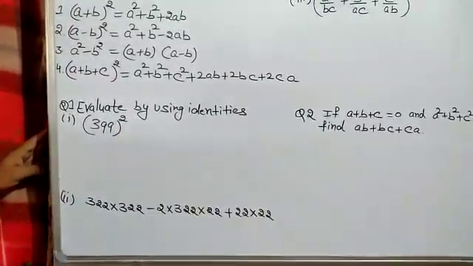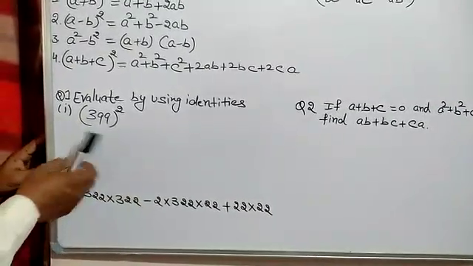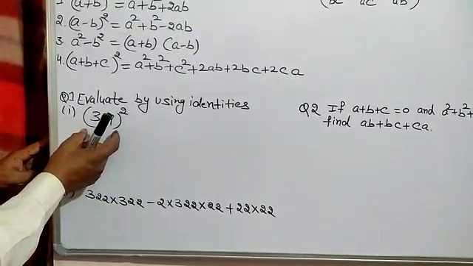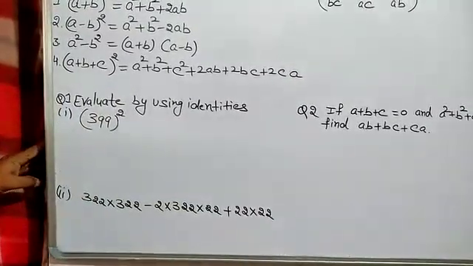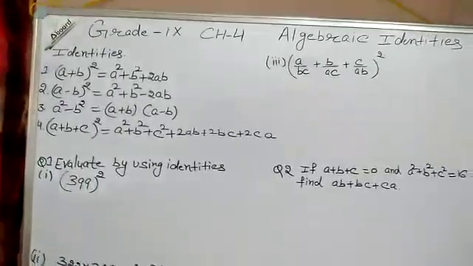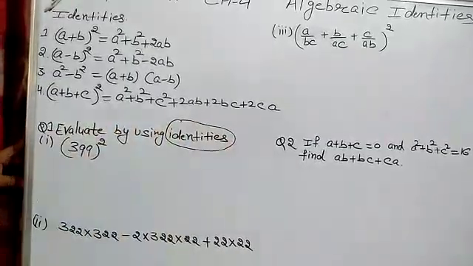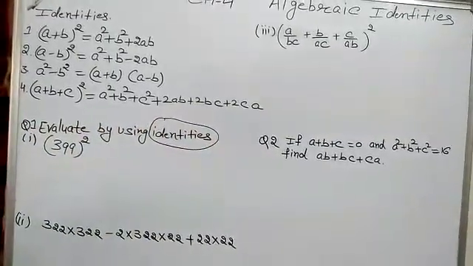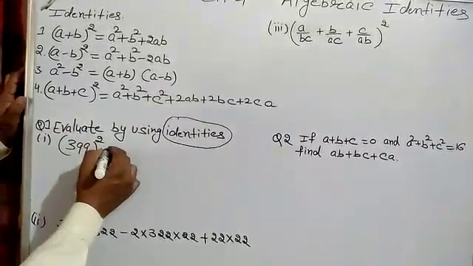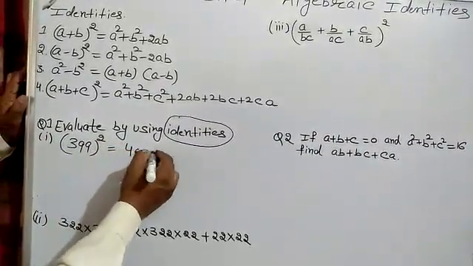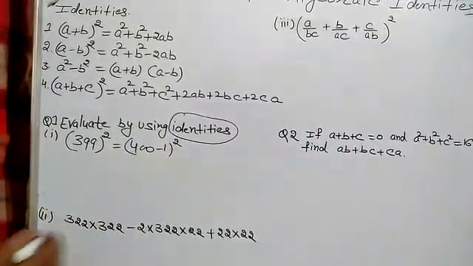Some students, in case of hurry, do not read the question properly and try to write the answer of this question by multiplication. But students, be careful. If someone is writing evaluate or simplify by using identities, then we are bound to use our formula only. So this we can write as (400 minus 1) whole square. So we try to make this in the form of an identity.